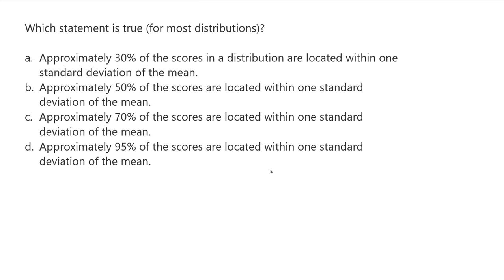Which statement is true for most distributions? Either A, approximately 30% of the scores in a distribution are located within one standard deviation of the mean, or B, approximately 50% of the scores are located within one standard deviation of the mean, or C, it's approximately 70%, or D, it's approximately 95%.